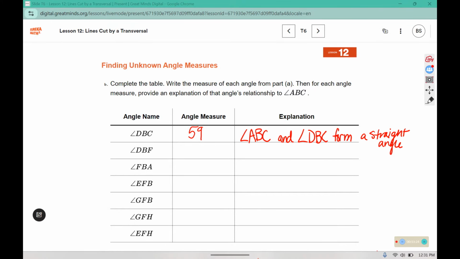I believe on your page you can see the diagram and the chart at the same time. So instead of flipping back and forth, I'm just going to write out the definitions, or sorry, the explanations and the angle measures. DBF was 121 degrees, and that was because angle ABC and angle DBF are vertical angles.